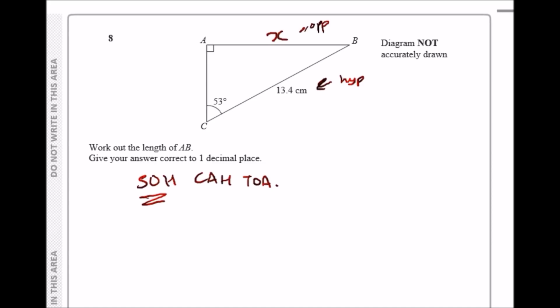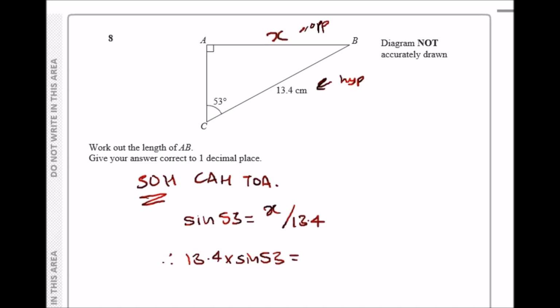So it'll be written as this. SOH means sine of the angle 53 equals opposite over hypotenuse, opposite being x over hypotenuse 13.4. Now solving this, you just make x the subject. We know that we have x divided by 13.4, so we need to times by 13.4 both sides. We get 13.4 times sine 53 equals x.